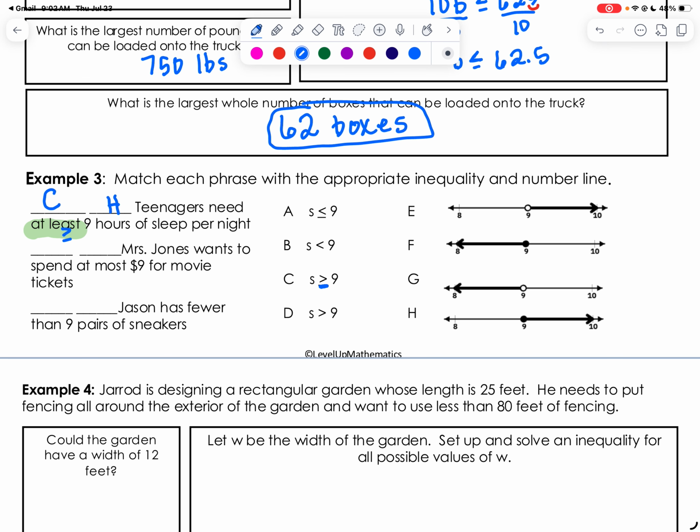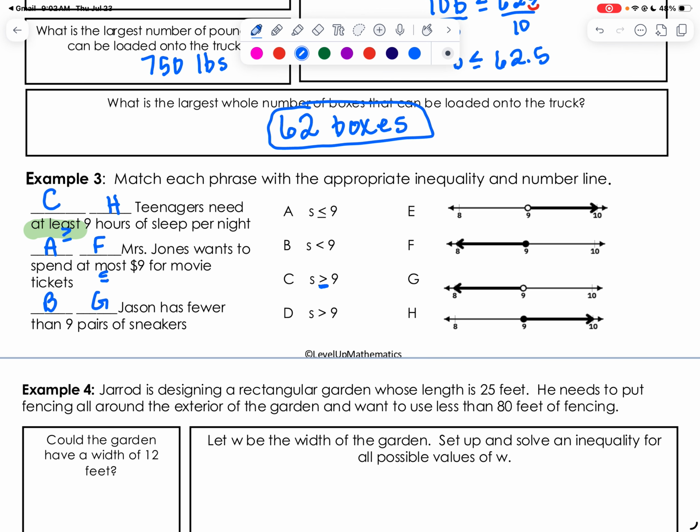All right, welcome back. Mrs. Jones wants to spend at most $9 for a movie. So for at most, we use less than or equal to. So that was inequality A, and that would be graph number line F. All right. Next one, Jason has fewer than 9 sneakers. So that means he has less than 9 sneakers. So that was inequality B and number line G. If you need to correct any of your answers, just press pause and then press play when you're ready to move on.